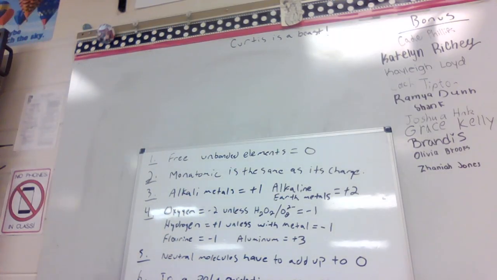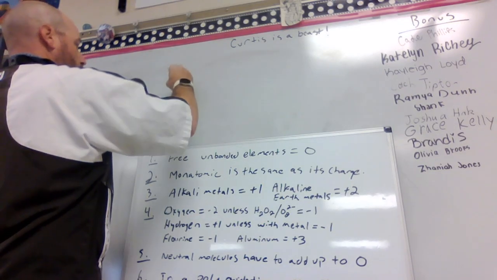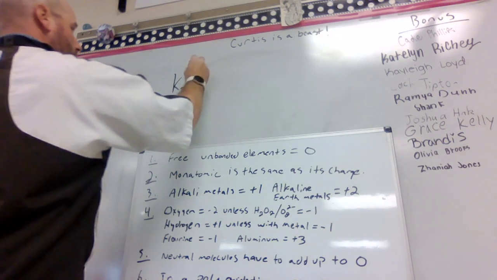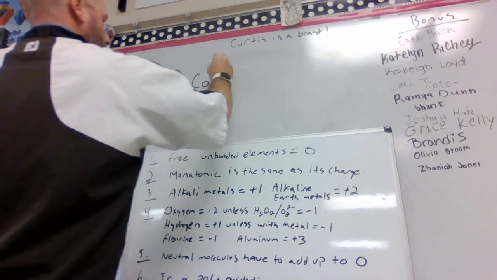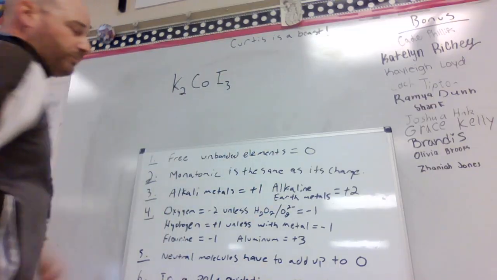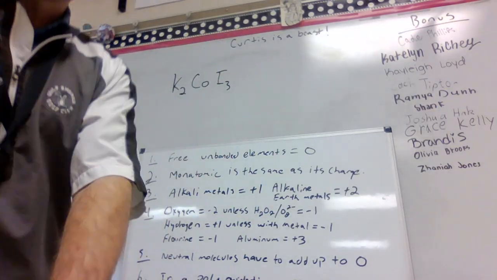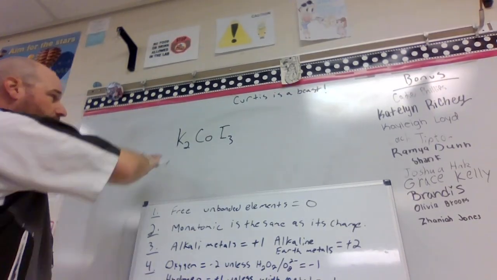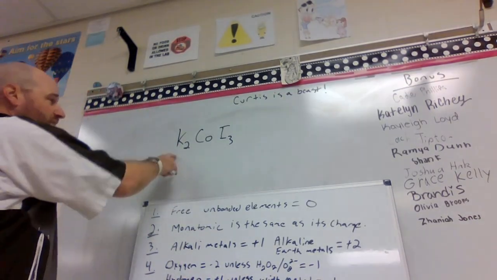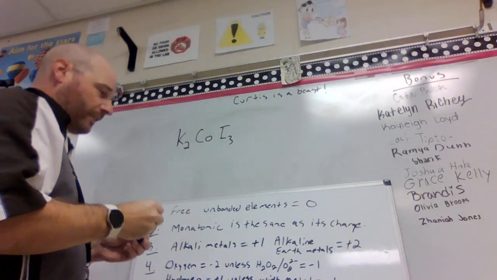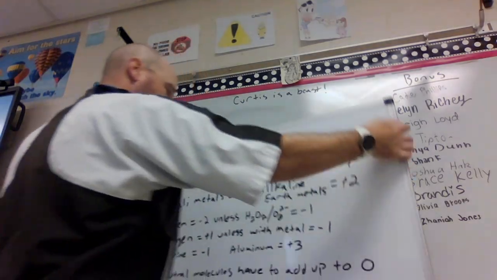So let's go to the one on slide number 8 in the PowerPoint. K2CoI3. Okay, so I just made this compound up a little bit. We have potassium right here. We have cobalt, and we have iodine. All right. So when we are working with this, I'm going to take this down for a second.